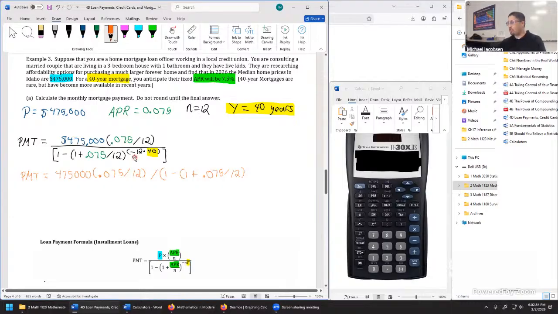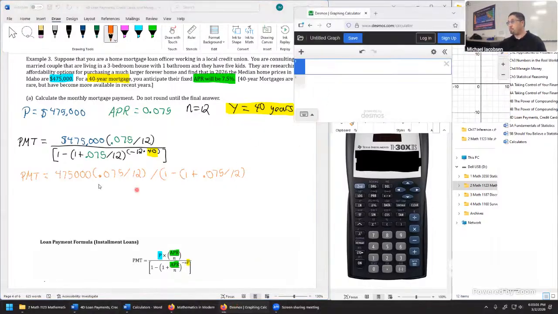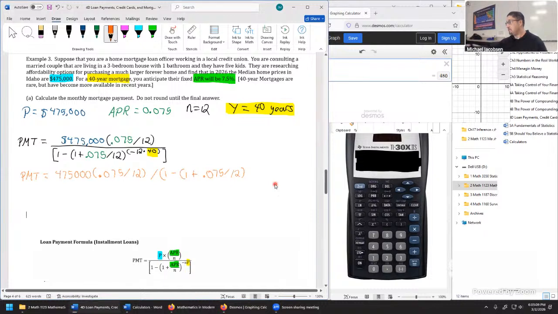Here, sometimes it's a good idea to just do one step in the middle, so we're not putting in a whole bunch of stuff. One step in the middle, even before putting the whole thing in the calculator, is to take 12 times 40. So we are going to use an exponent of negative 480. So raise all this to the power of negative 480, then close that final parenthesis that matched up with this one. So that's what it looks like in this calculator here.